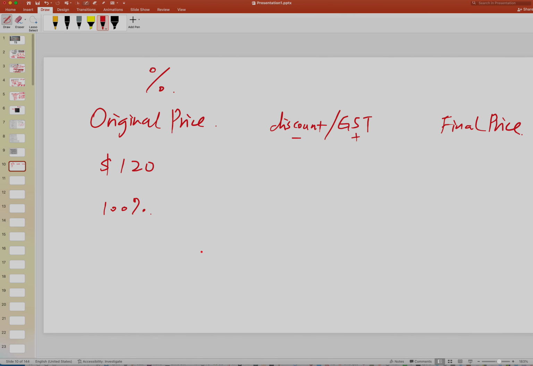So far so good? So it really depends whether you get a discount or you get a GST. Then you get your final price, right? So let's say if I tell you the discount is 20%, then your final price will be 80%, right? If I tell you GST not 7% but 9%, then your final price will be 109%, right? Does it make sense? Very simple. So in a way, 100% is your $120.